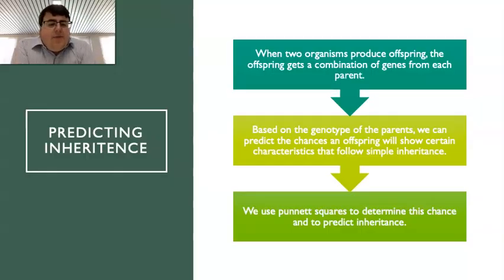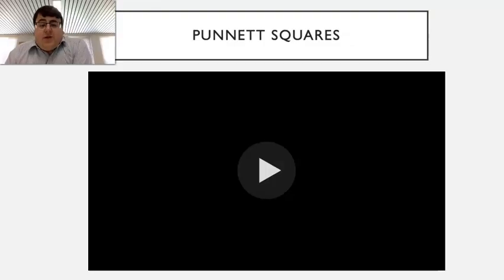So, can we predict inheritance? Yes, we can, and that's through Punnett squares, which we'll do in class. Basically, when 2 organisms produce offspring, the offspring gets a combination of genes from each parent. Based on the genotype of the parents, we can predict the chances an offspring will show certain characteristics if they're using simple inheritance, and we use Punnett squares to determine this. And again, there's a video that we'll watch in class, and we'll also do these on the board and a number of worksheets.